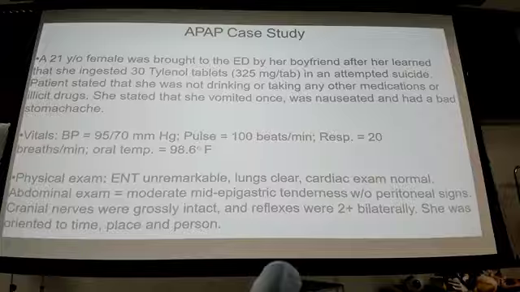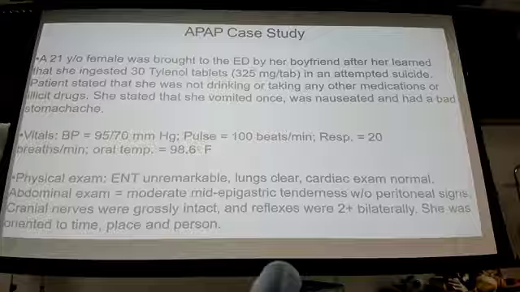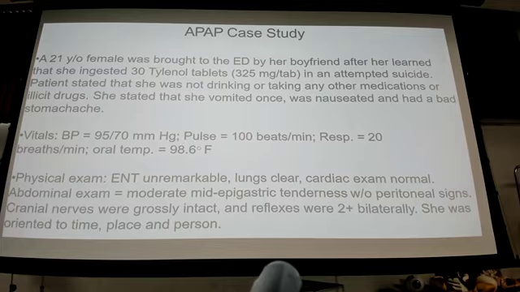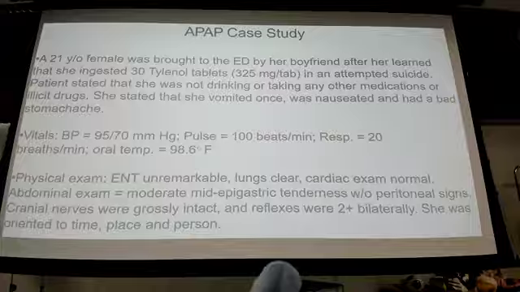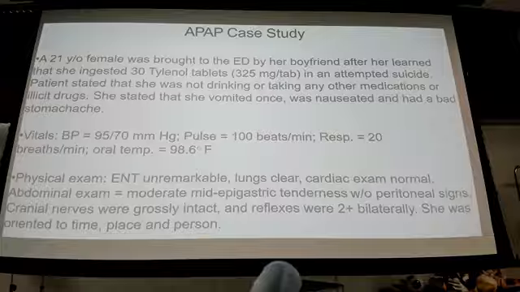Her temperature was fine, and upon physical exam, her ENT, ears, nose, and throat, nothing abnormal there. Her lungs were clear, cardiac function was normal. The moderate mid epigastric tenderness is, of course, due to injury to the liver, and the cranial nerves were intact, meaning that she had no issues with the brain at this point.